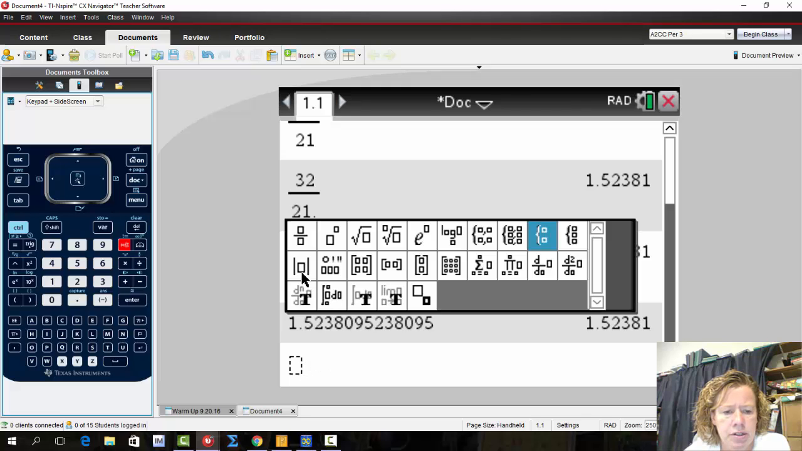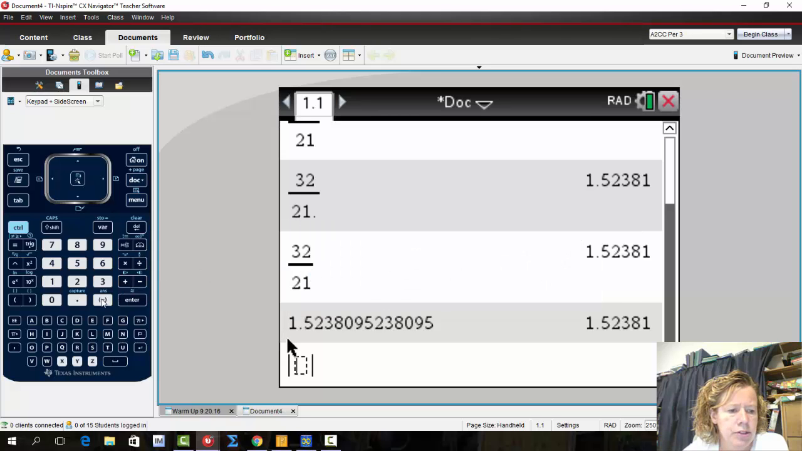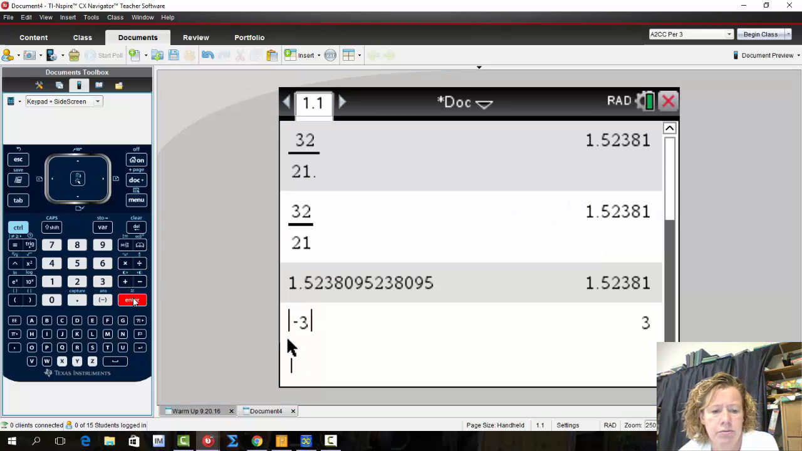So let's say I want to take the absolute value of -3. It's just a reminder that that is 3.